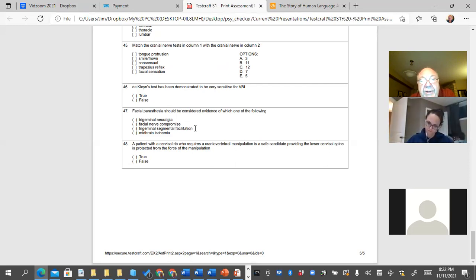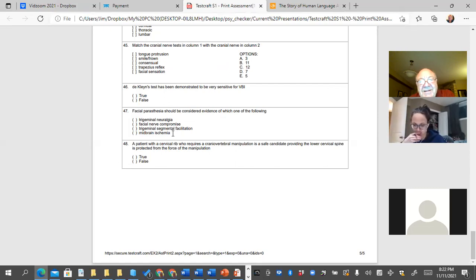Okay, the next one down, facial paresthesia should be considered evidence of which one of the following: trigeminal neuralgia, facial nerve compromise, trigeminal segmental facilitation, midbrain ischemia. I said trigeminal neuralgia. Same with me.